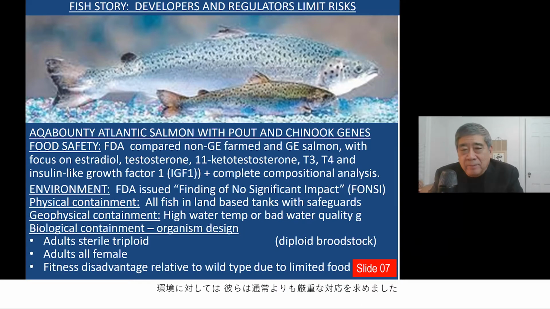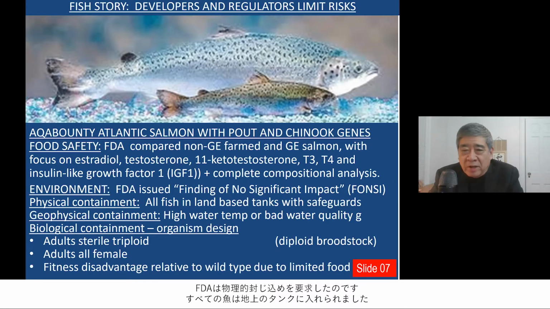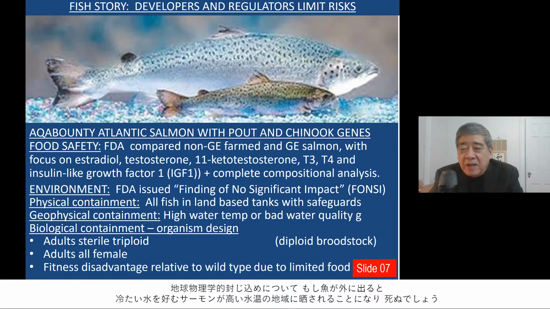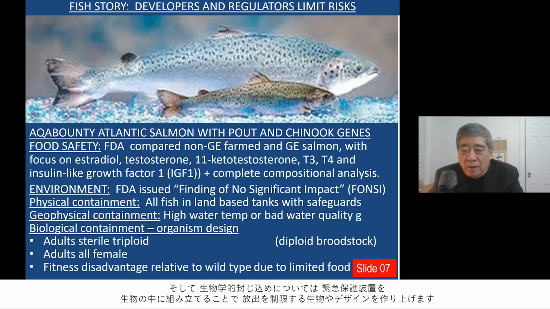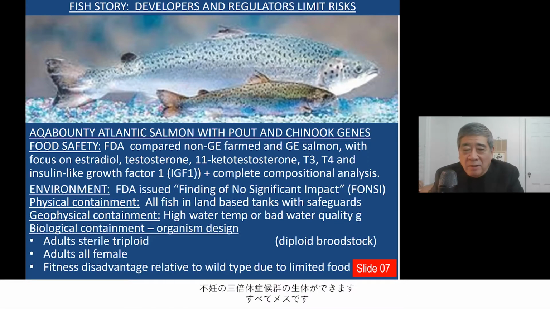On environment, they started to require more than is typical. FDA said we want physical containment, and so all the fish were in land-based tanks. Geophysical containment: if they get out, the cold water adapted salmon would be in a high water temperature area and would die. And then biological containment, coming up with organisms and designs that would limit release by building in safeguards into the organisms. And so you have sterile triploid adults, all females. And the idea here is, again, to limit reproduction across the modified species.